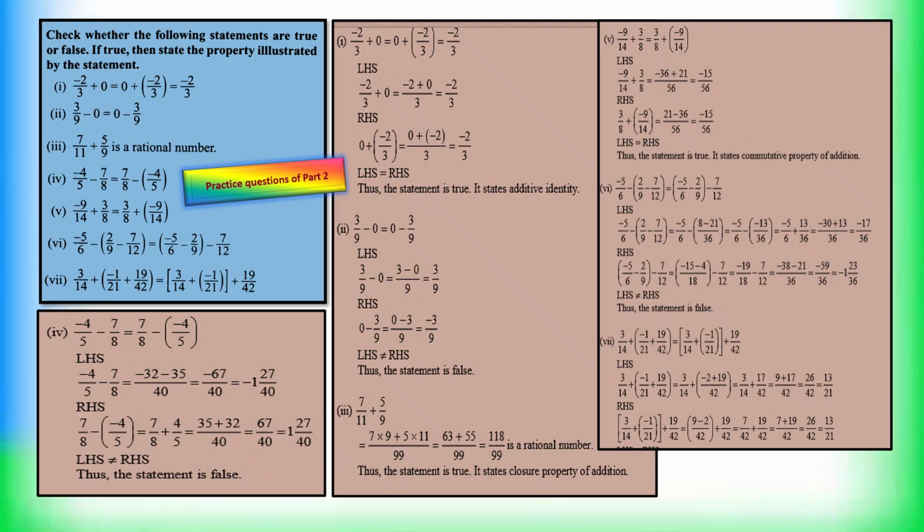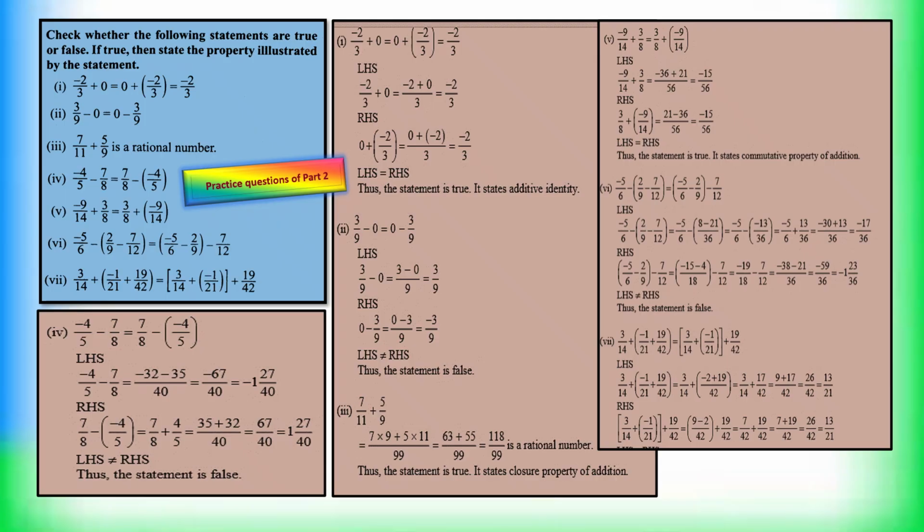All that explanation is not needed. Check whether the following statements are true or false. When we see the property only, we realize, and if we want, we can verify the property also. The verification method is this. But if the question is for 1 mark, we never expect this verification. Directly we answer seeing the property. Thus the statement is true because it is additive identity. When 0 is added to any number, we get the same number.